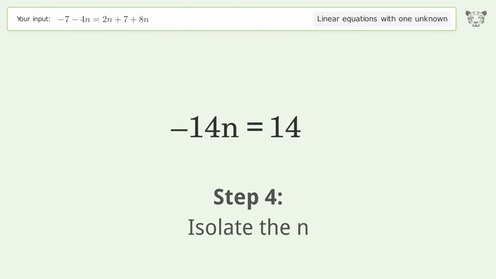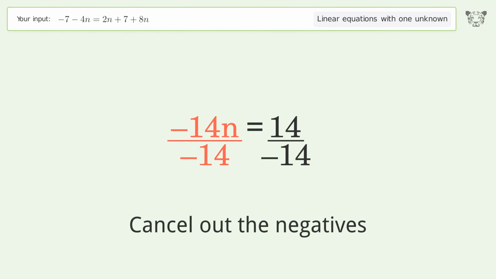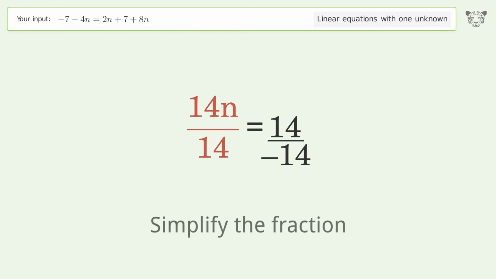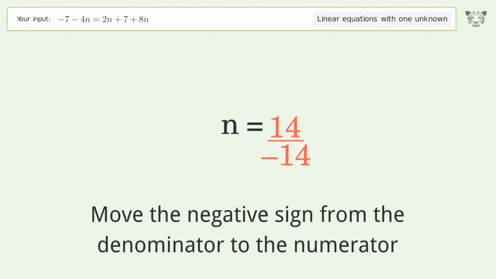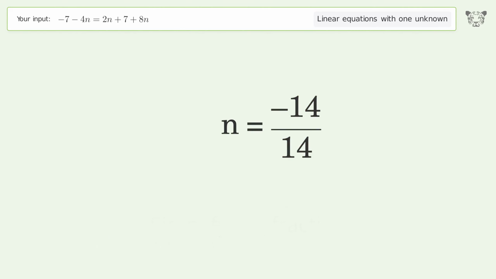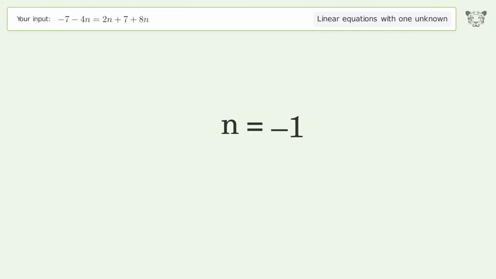Isolate the n. Divide both sides by -14. Cancel out the negatives. Simplify the fraction. Move the negative sign from the denominator to the numerator. Simplify the fraction. And so the final result is n equals -1.